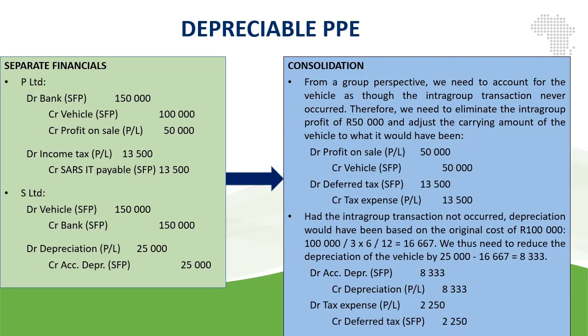Because we've reduced our depreciation expense, then effectively our profits are going to go up. So we need to account for the additional tax expense relating to this. So we debit our tax expense with 2,250 and we credit our deferred tax with 2,250 because this is once again a temporary difference that will be eliminated in the future.